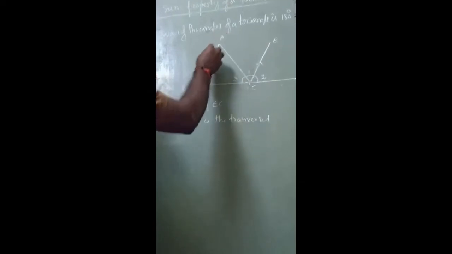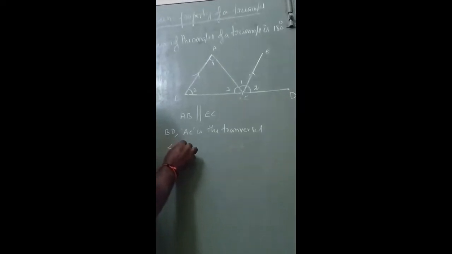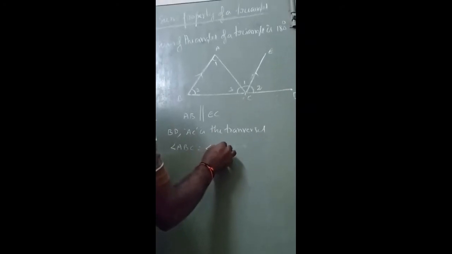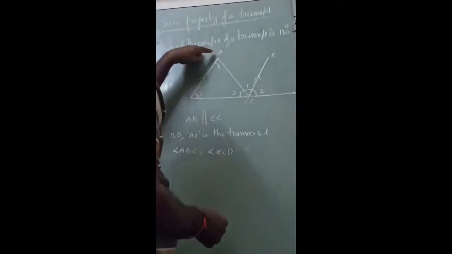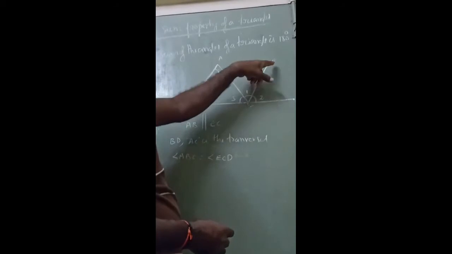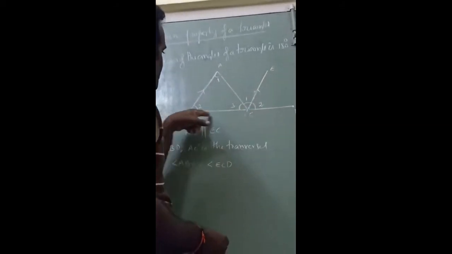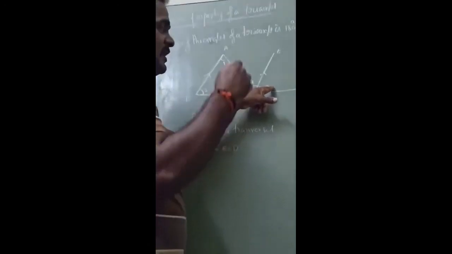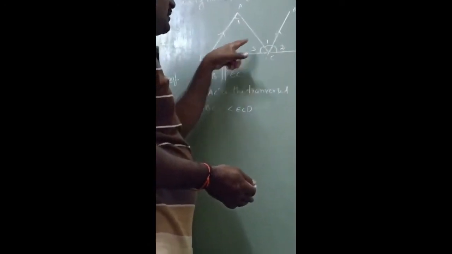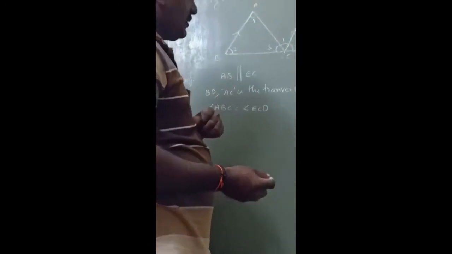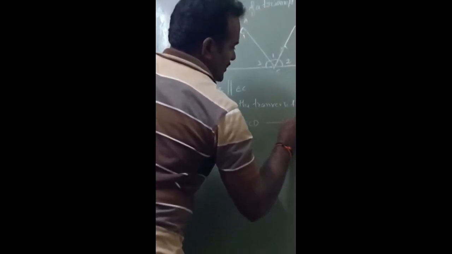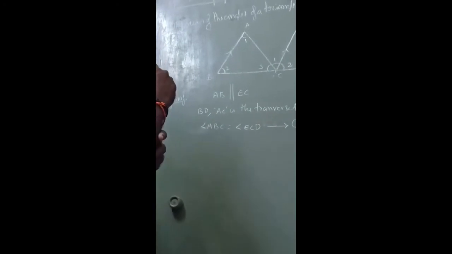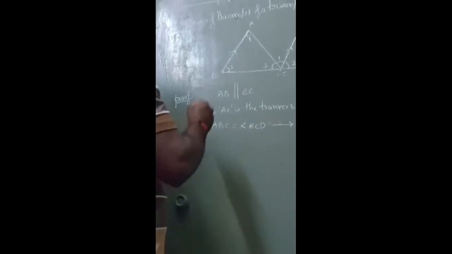Now angle ABC is equal to angle ECD. On the same side of the transversal BD, one is exterior, one is interior. These two angles are equal, or not? Equal. So that value is equation 1.